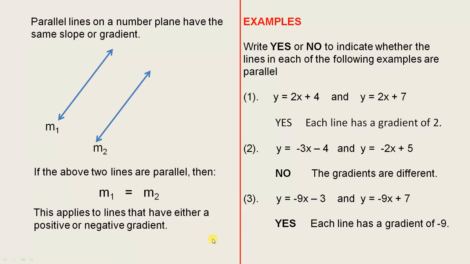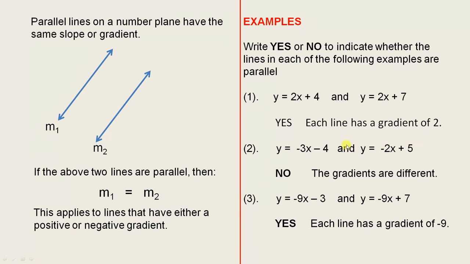This applies to lines that have either a positive or negative gradient. Let's look at some examples. Write yes or no to indicate whether the lines in each of the following examples are parallel. The first one, y equals 2x plus 4 and y equals 2x plus 7. The answer is yes, they are parallel. Each line has a gradient of 2. So we have 2 here and 2 here.